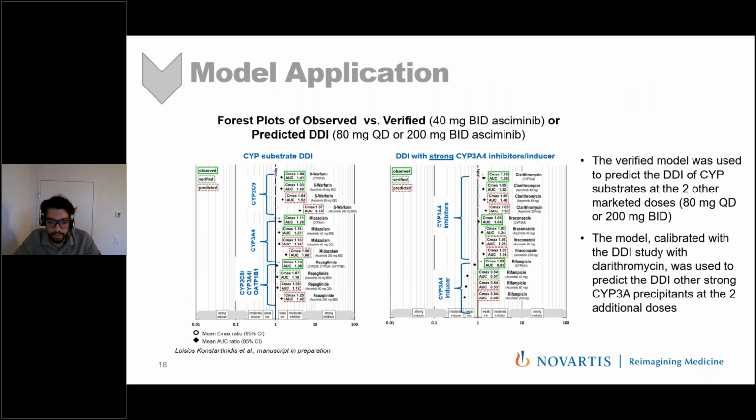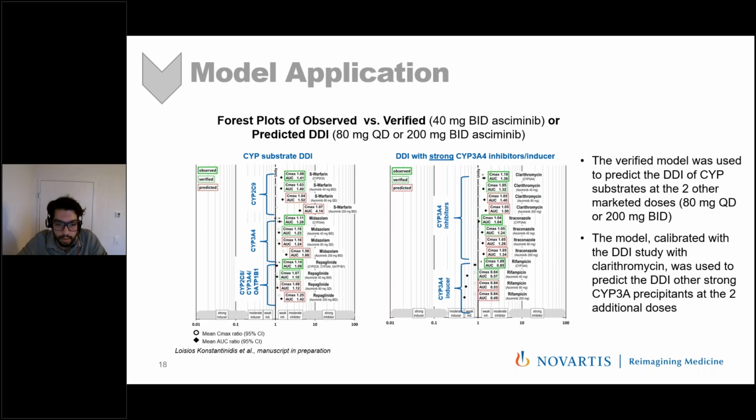All right, so coming now to the model application, this slide and the next one show the untested drug-drug interaction scenarios to which the established PBPK model was applied. So for example, and let me guide you through the slide, the verified model was used to predict the drug-drug interactions of CYP substrates at the two other marketed doses, meaning at 80 milligram QD and 200 milligram BID. This is what we look at in the forest plot on the left part of the slide.